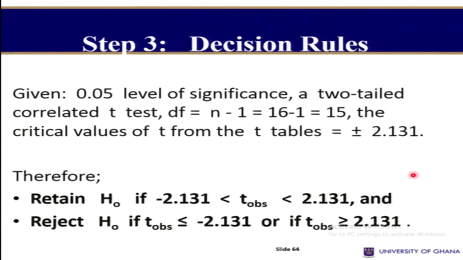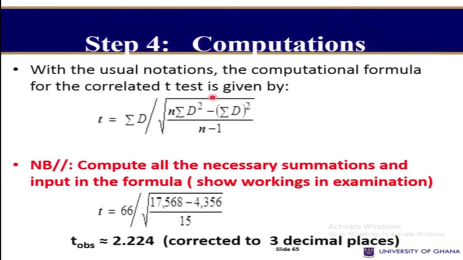So that's our decision rule that we've set over here. Then we've come to the computation. And for the computation, we need to select the appropriate formula, the correct formula for the specified test. So here, with the usual notation, the computational formula for the correlated t-test is given as t equals sigma D divided by the square root of [n sigma D squared minus (sigma D) squared] divided by n minus 1.